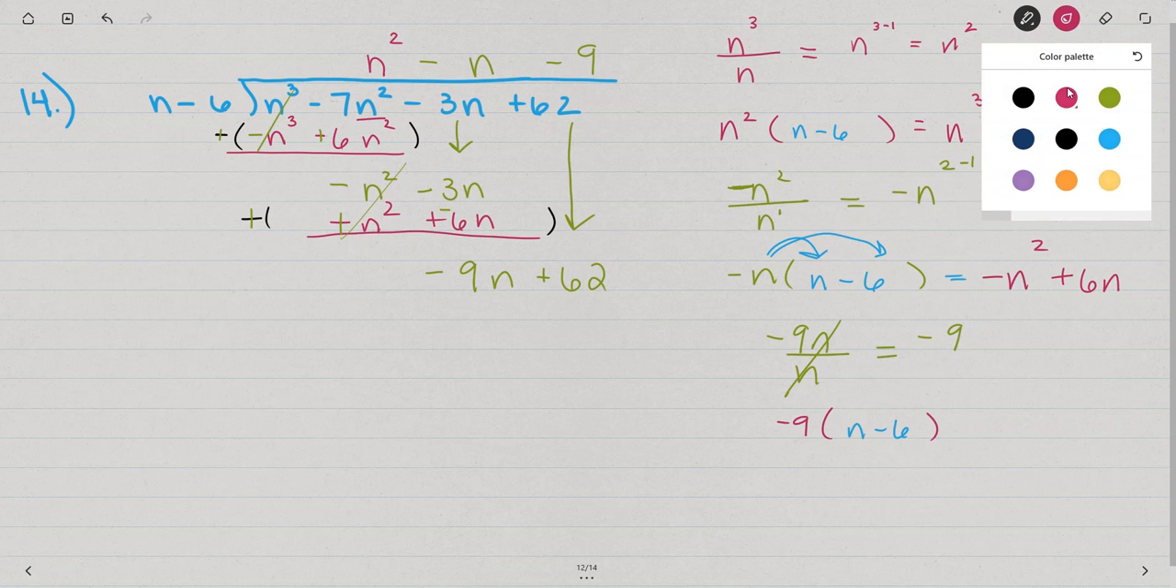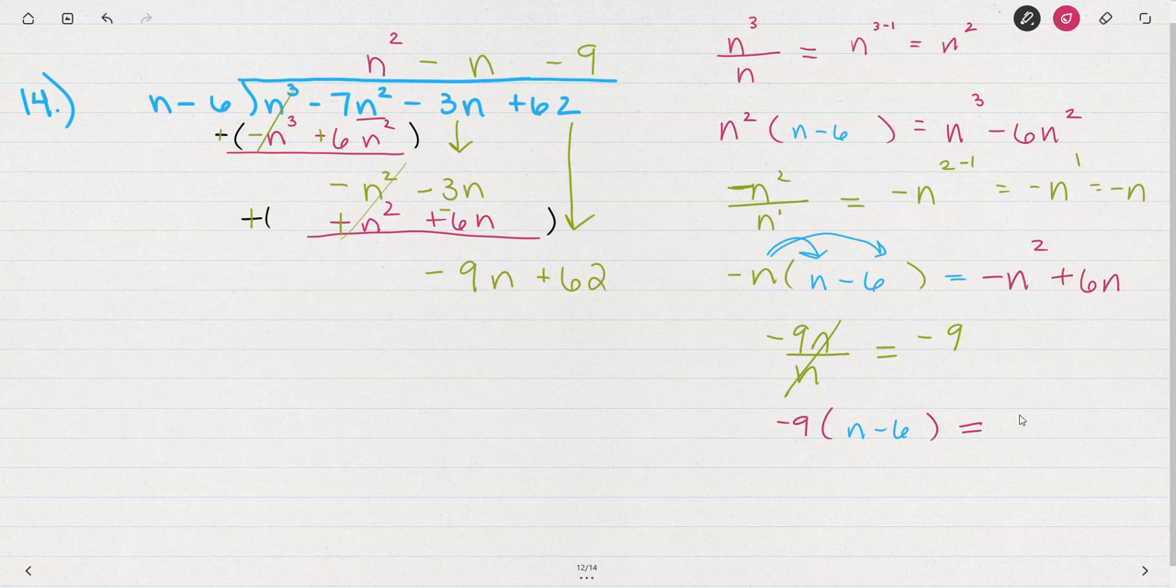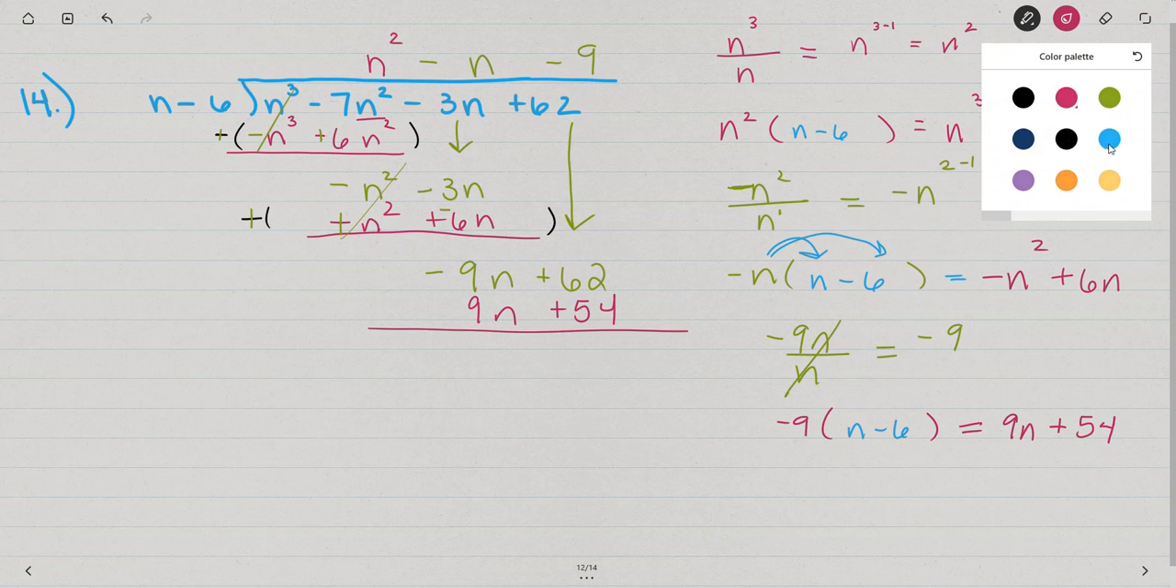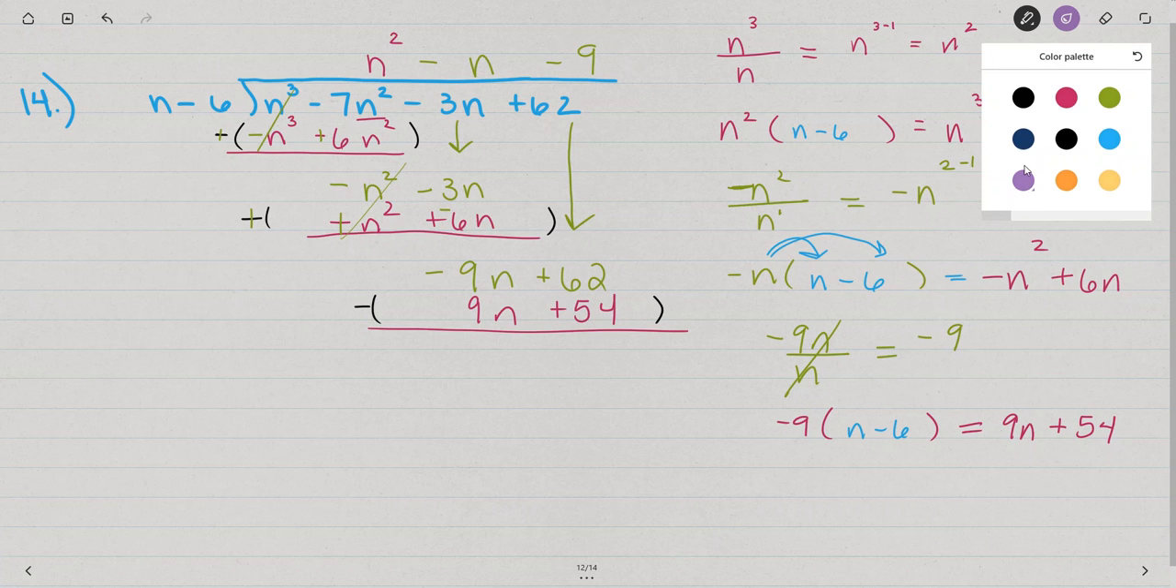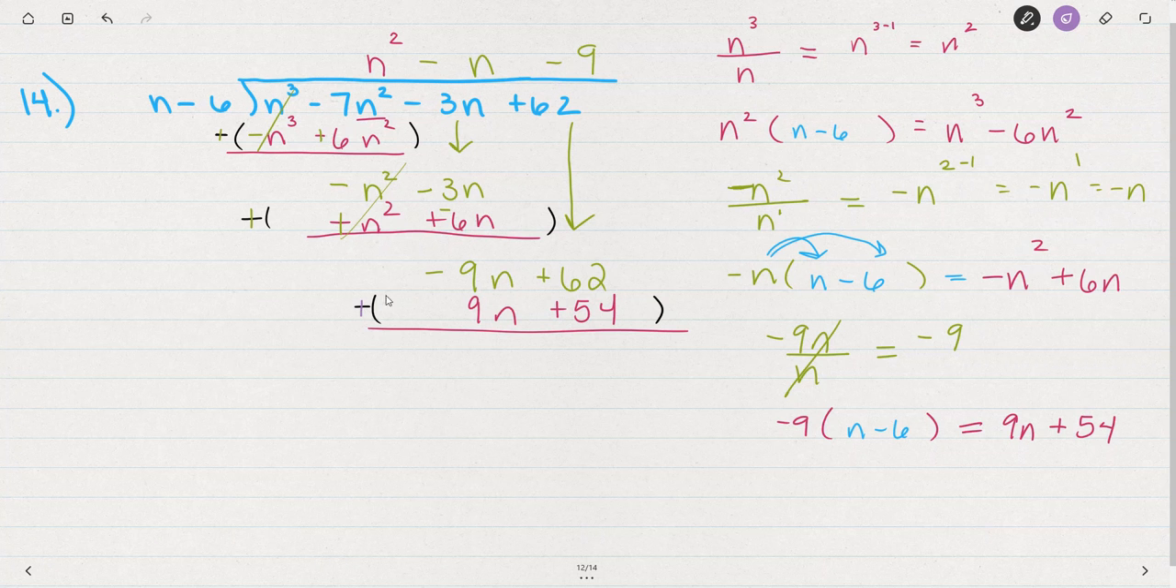distributing, is negative 9 times n, negative 9n. Negative 9 times negative 6 is positive 54. Don't forget that we're subtracting. So because we're subtracting this whole thing, it's the same as adding the opposite. So I change each of these to their opposites.